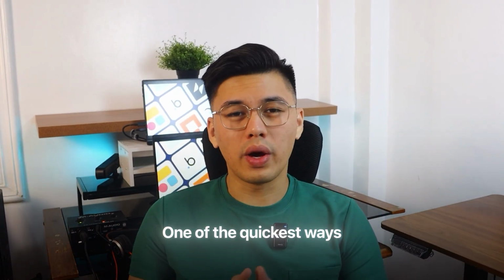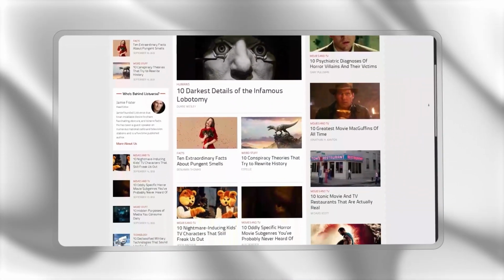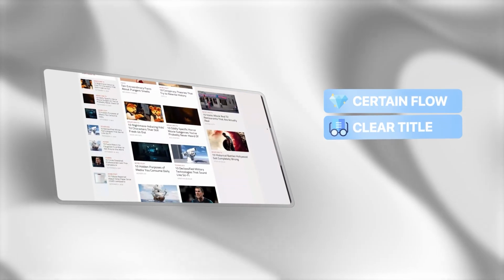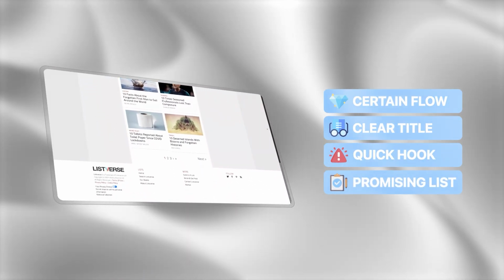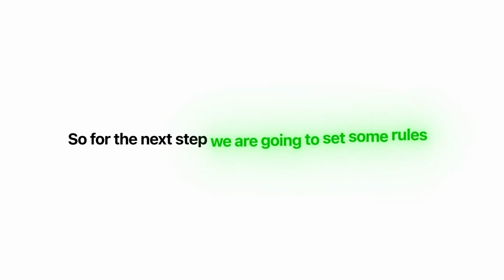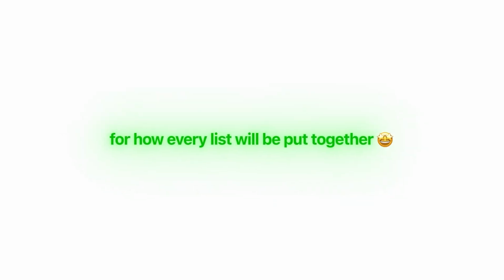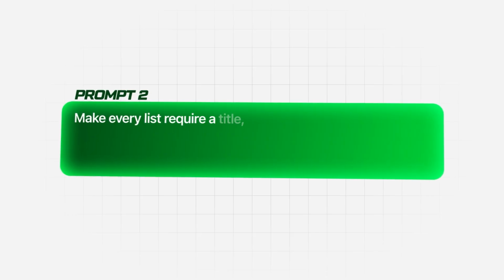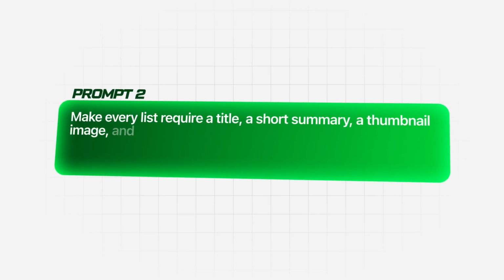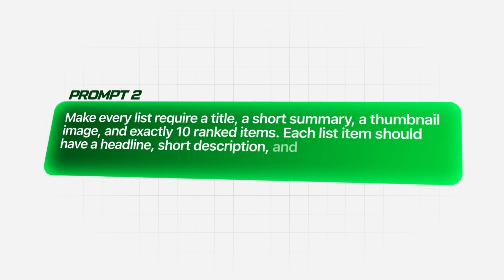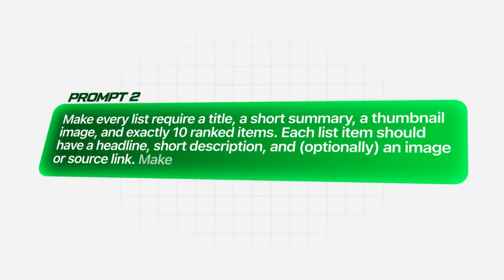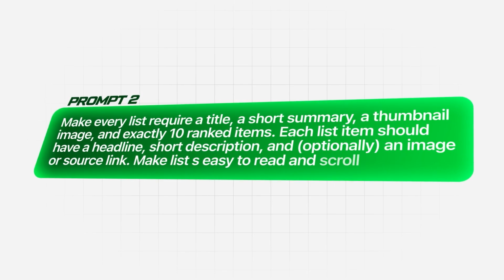One of the quickest ways to lose readers is with messy, inconsistent formatting. If someone clicks into a top 10 article, they expect a certain flow, a clear title, a quick hook, and a list that actually delivers on the promise of 10 solid entries. So for the next step, we're going to set some rules for how every list will be put together. Make every list require a title, a short summary, a thumbnail image, and exactly 10 ranked items. Each list item should have a headline, short description, and optionally, an image or source link. Make lists easy to read and scroll through.